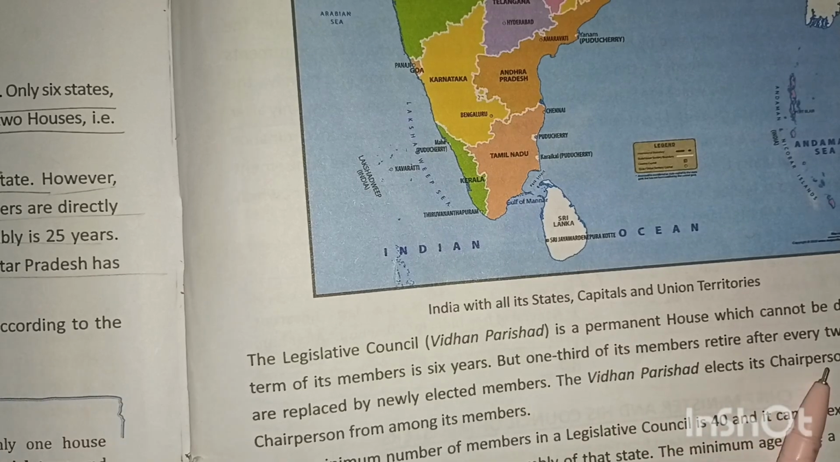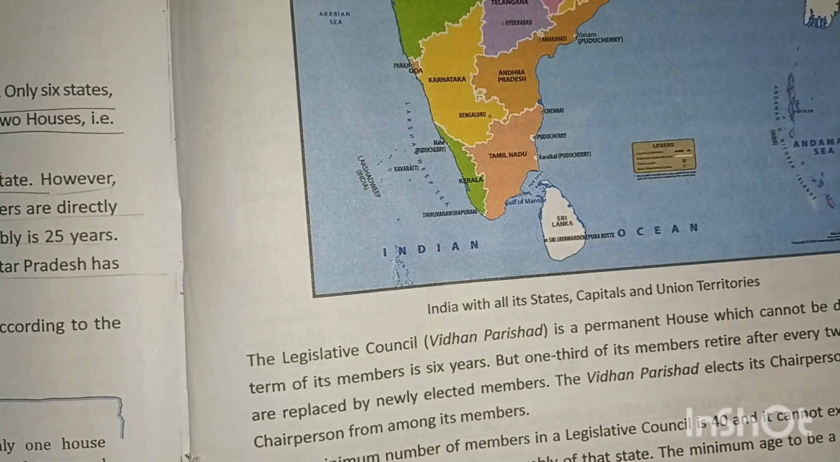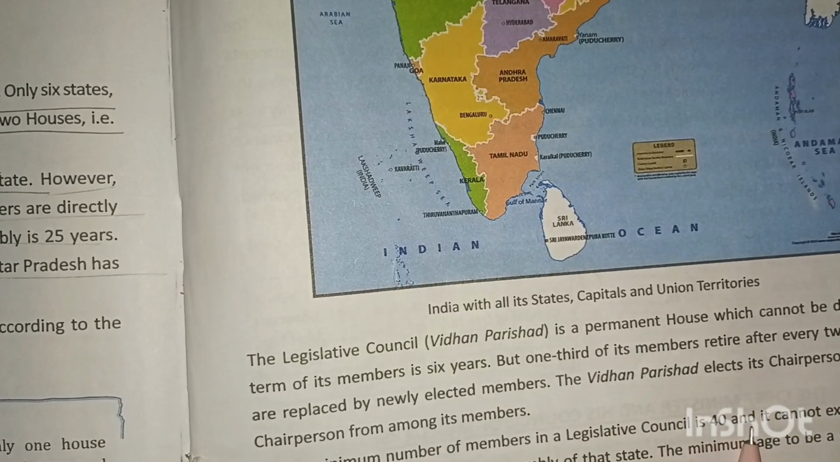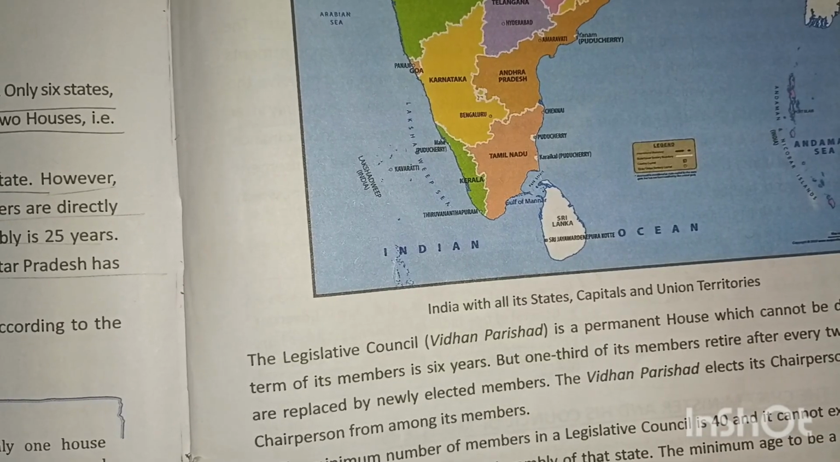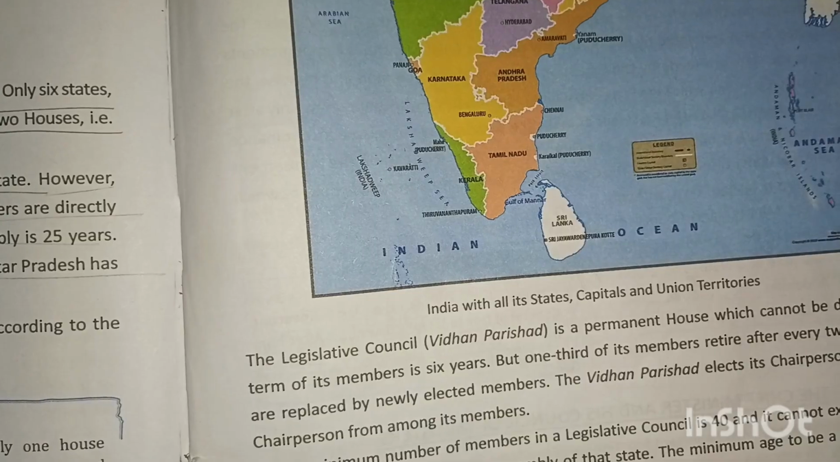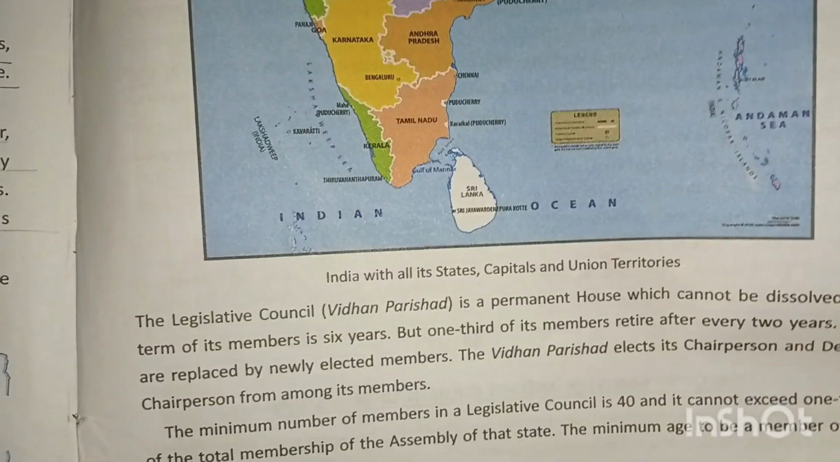The Vidhan Parishad elects its chairperson and deputy chairperson from among its members. The minimum number of members in the Legislative Council is 40, and it cannot exceed 1/3 of the total membership of the Assembly of the state. The minimum age to be a member of the council is 30 years.